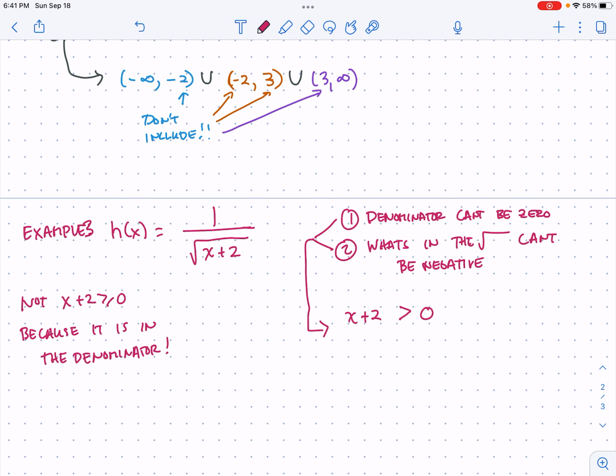Right, we're not going to use this equal sign because if it's in the denominator and we let it be equal to 0, then we're taking the square root of 0 and now we're dividing by 0, and that's bad. So we're going to just say x plus 2 must be bigger than 0. And then, of course, solving that gives us x is bigger than negative 2. We have a greater than sign with no equals attached to it because equals makes the bottom 0. And so we write that as negative 2 to infinity.